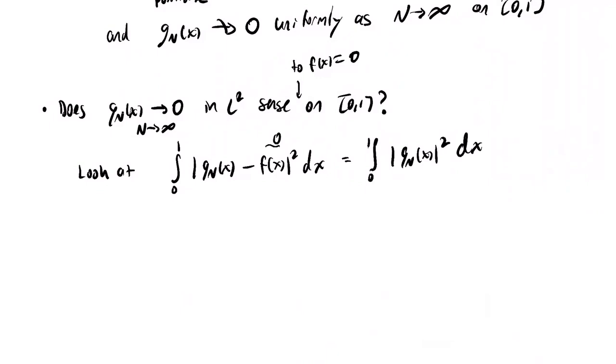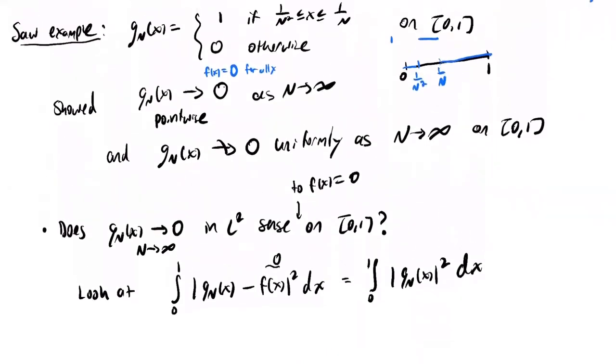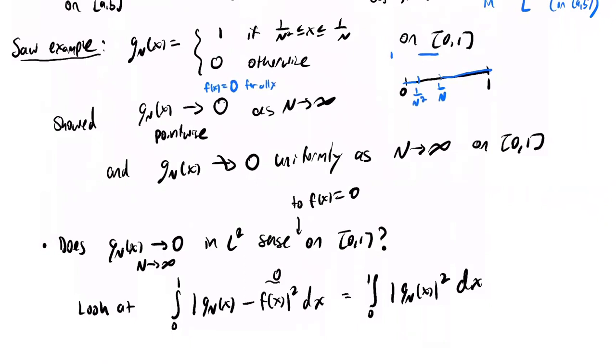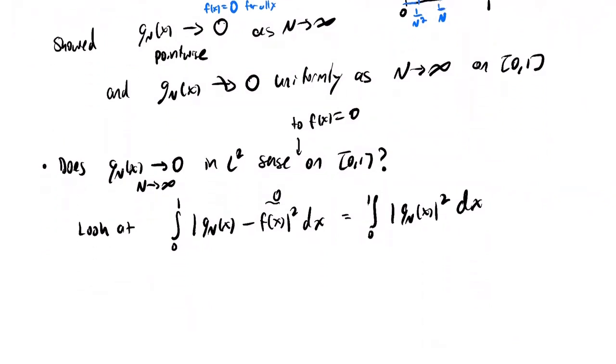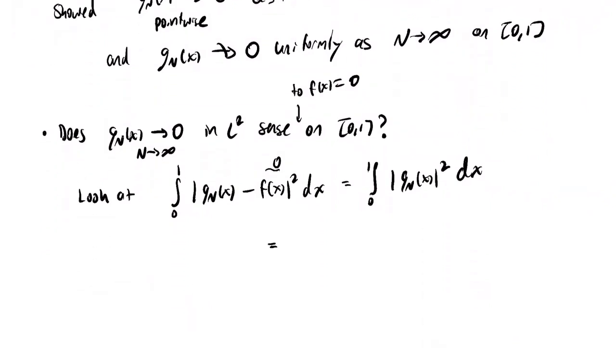Right. And so what is our function? Our function is equal to 1 if x is between 1 over n squared and 1 over n, and 0 otherwise. And so this is just going to be the integral of 1 on this interval. This is equal to the integral from 1 over n squared to 1 over n of the function 1 squared, because outside this domain, it's equal to 0, and inside this domain, it's equal to 1.